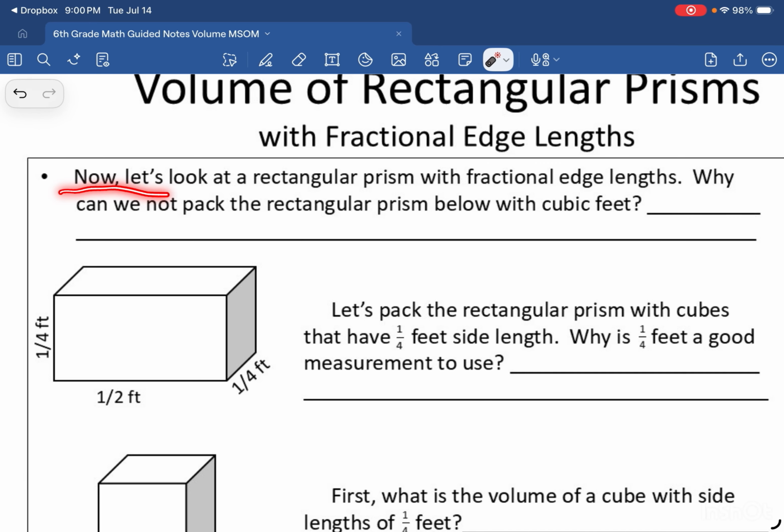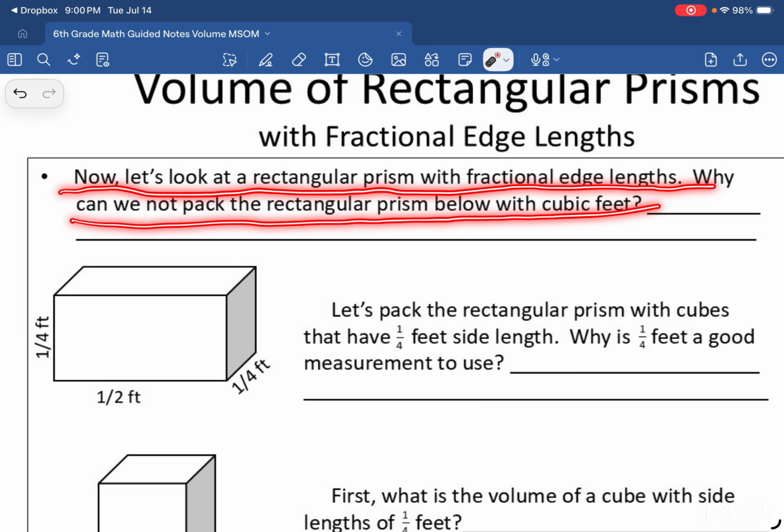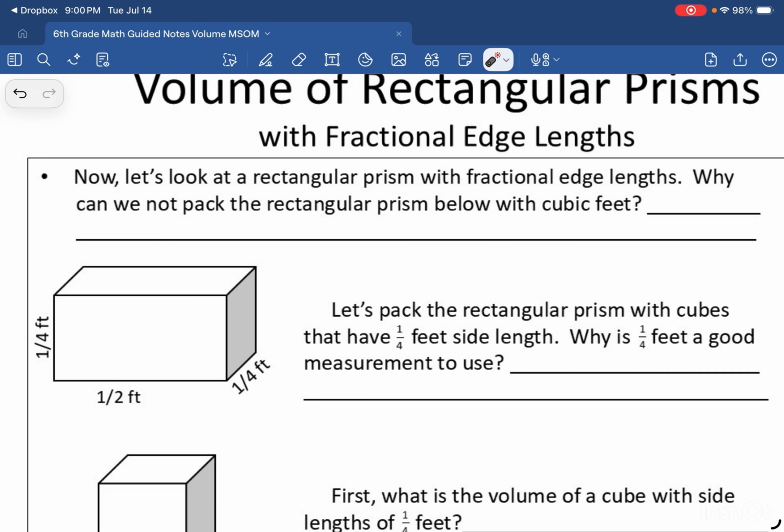Now let's look at a rectangular prism with fractional edge lengths. Why can we not pack the rectangular prism with cubic feet? That's because a cubic foot is larger than all the side length dimensions. This is 1/4 of a foot, so a real cubic foot we know would be 4 times that. And this is a half foot. And so the cubic foot's going to be bigger than that.